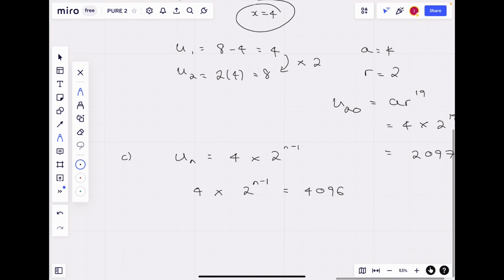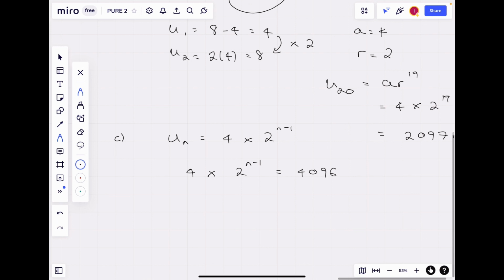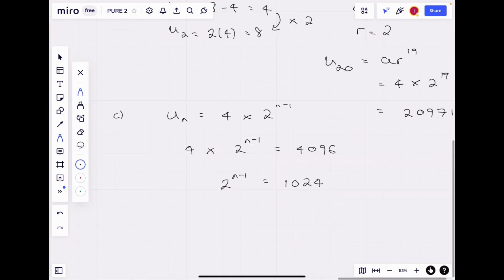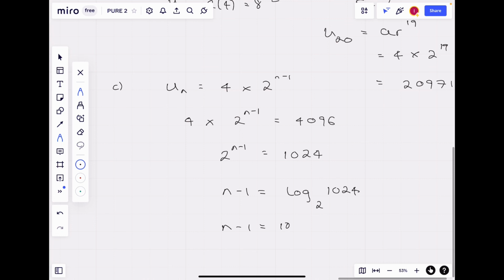Okay, so let's rearrange. Let's divide by 4 first, and we get 1024. Here, we're going to use logs. So n minus 1 equals log base 2 of 1024. So n minus 1 equals 10. So n equals 11. Since that is an integer, that means 4096 is the 11th term of the sequence. And there you go. That is how you do geometric sequences.